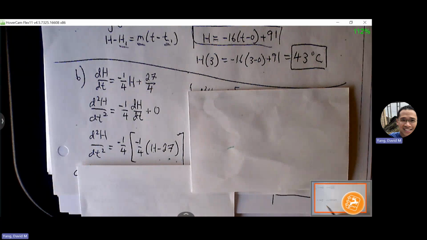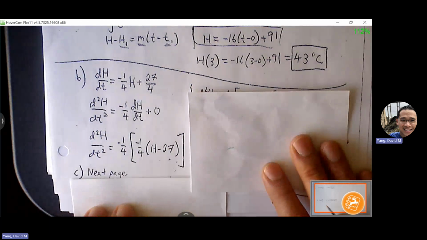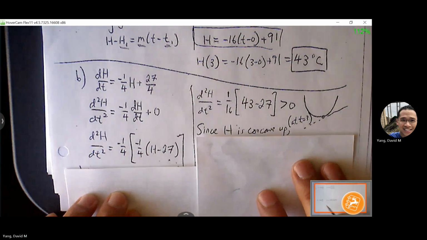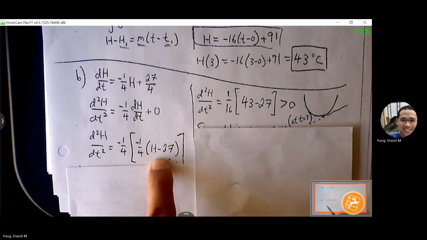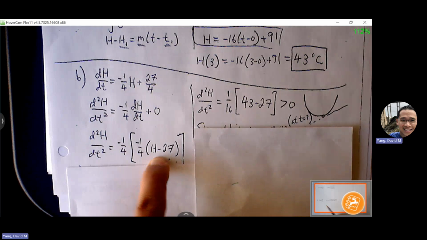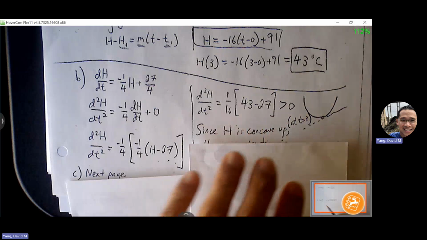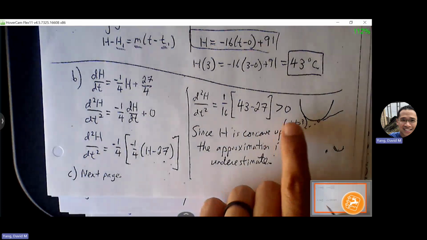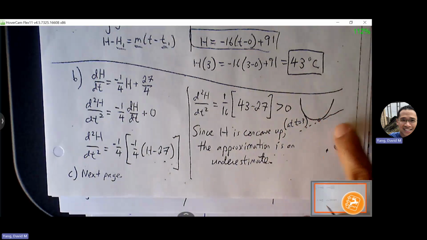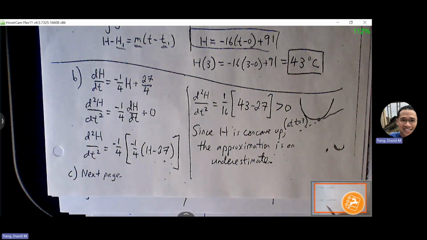It says use the second derivative to determine if part A is an under or over approximation, right? So we can plug in our h value of 43. And then we just look to see if it's positive or negative, right? And because 1/16 times 43 minus 27 is a positive value, we know that our second derivative is positive, which means that our tangent line is going to live below the curve, which means that since our h graph is concave up, our approximation is an underestimation.